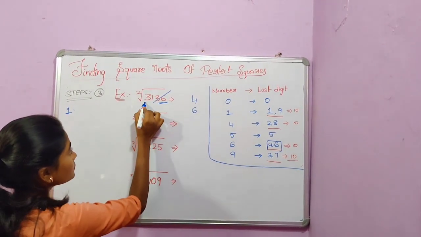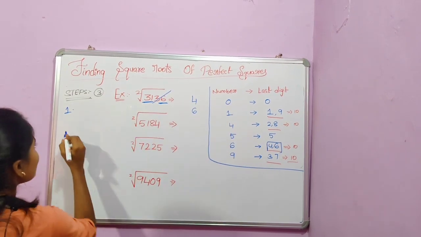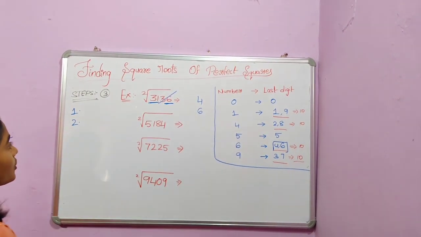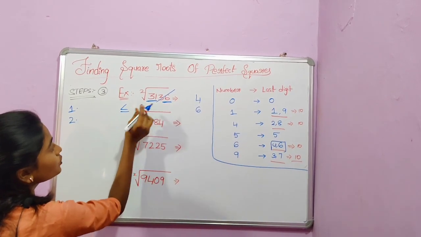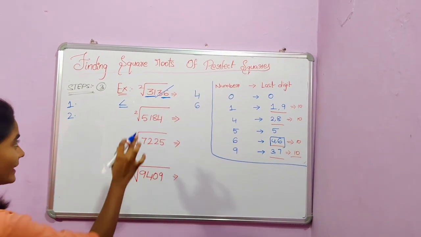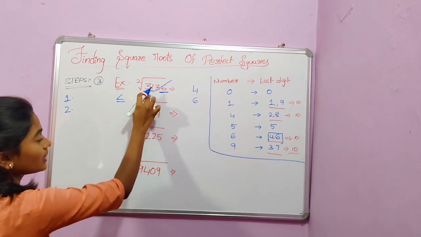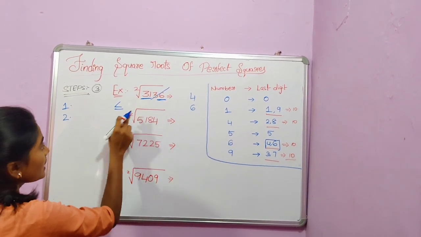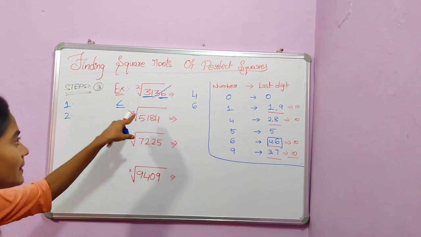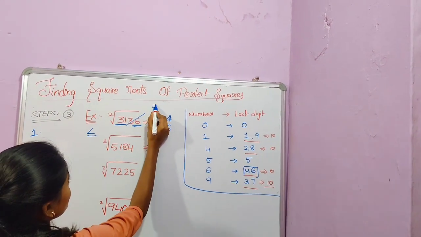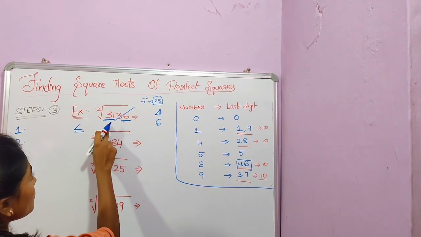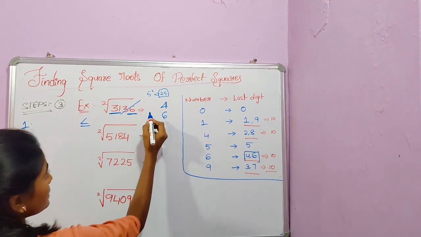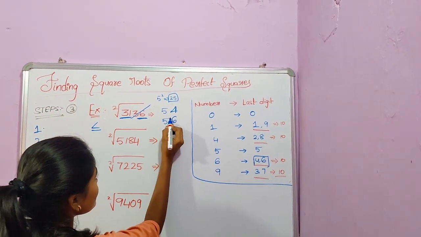And now we have 31. Second step is to find the square root less than or equal to 31. That means it should be a perfect square. And less than 31 means here we have 5 squared. 5 squared is 25. And this is the perfect square closest to or less than 31. So write this like this.